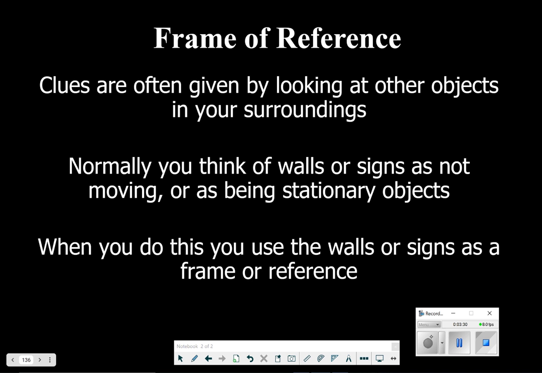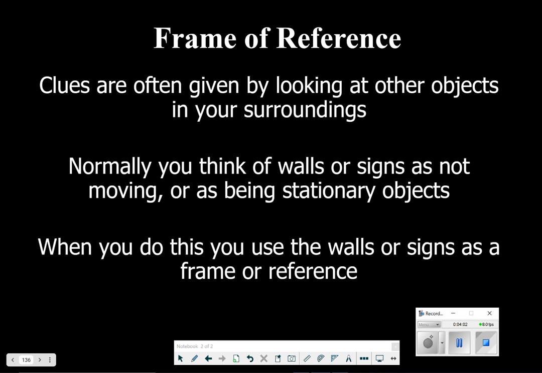Now, there's another frame of reference that you can use other than something attached to the ground. So I want you to think about if you are in a car and that car is going down the highway at 65, 70 miles an hour. You're going too fast to utilize anything attached to the ground to see how fast you're going. I want you to think about what you actually use to assess how fast you're going.